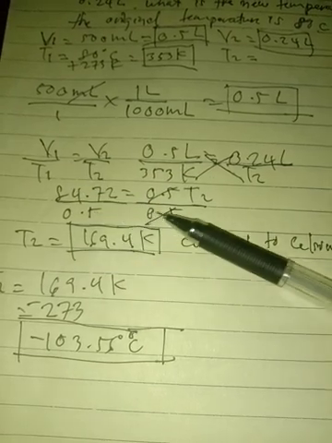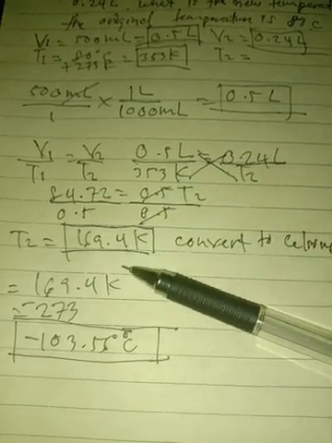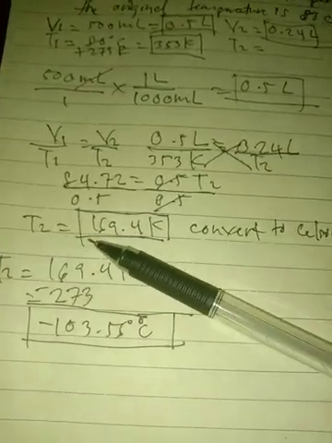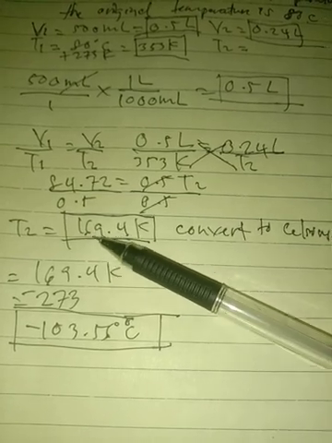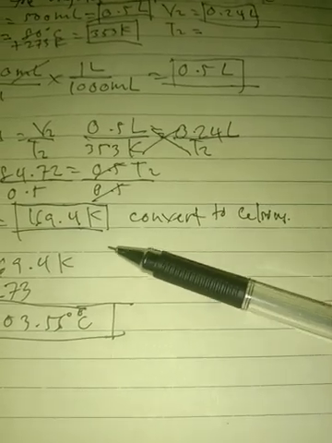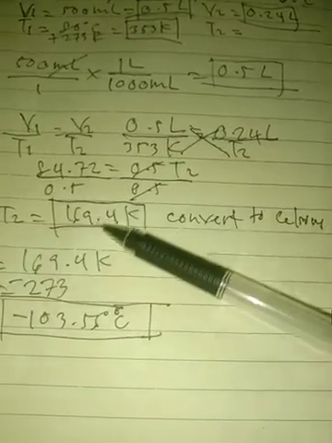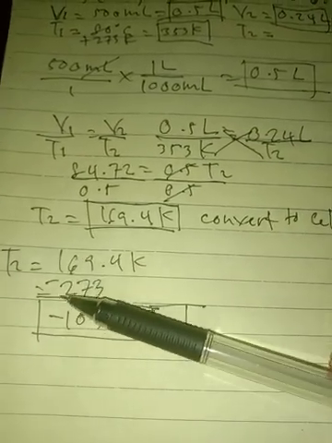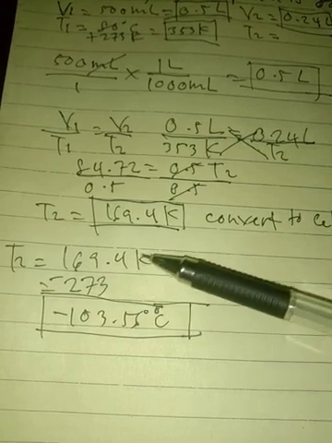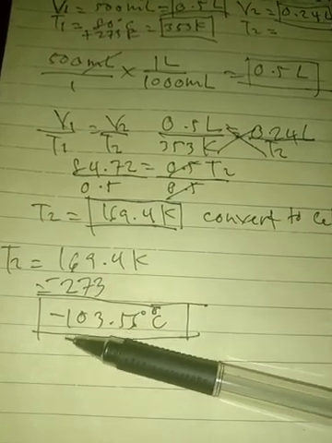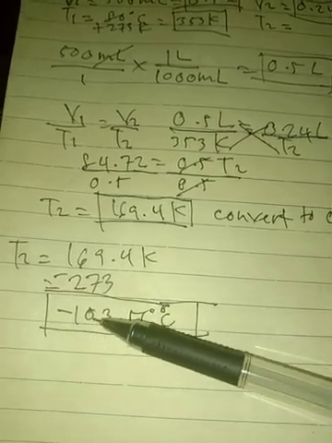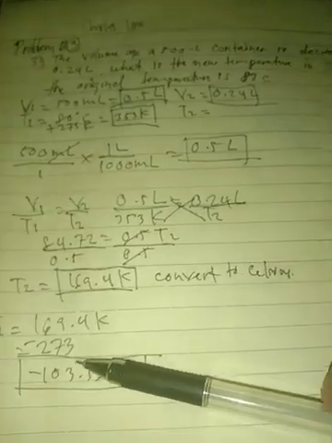So now in T2, we are going to convert it to Celsius, because the value of T2 is 169.4 Kelvin. Since the required answer is Celsius, we are going to subtract: 169.4 K minus 273. So the answer is negative 103.56 degrees Celsius. So this is the answer in problem number 3.